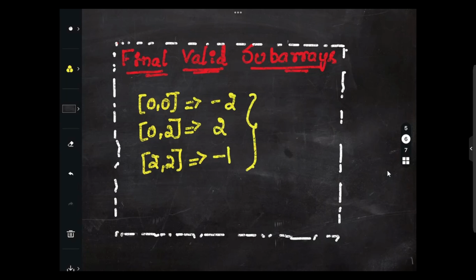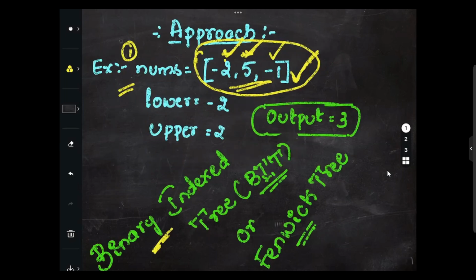So finally we have to return the count of the subarray sums that lie between minus 2 to plus 2, right? So here count is nothing but the length here. 1, 2, 3 we have. So we will return 3 in this case. This will be the final output. I hope the approach is completely clear. These are the steps that we need to follow.